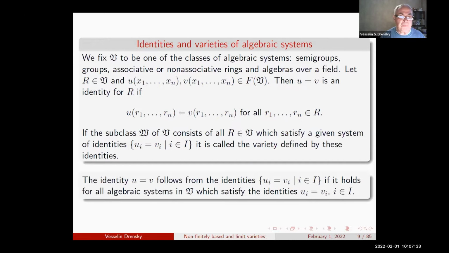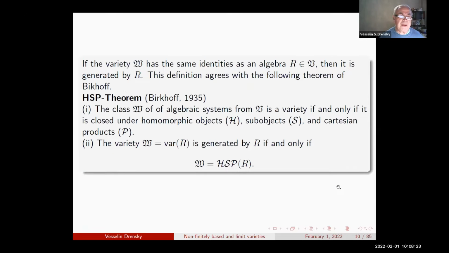And what is a variety? You take, for example, the class of groups or semigroups, and you take two words U and V. You say that U equals V is an identity for an object if, when you replace the variables by elements, you get an equality. If you consider all the objects which satisfy a given system of identities, this is the variety defined by this system of identities. And of course, one identity follows from other identities if it holds for all the cases when these identities hold.